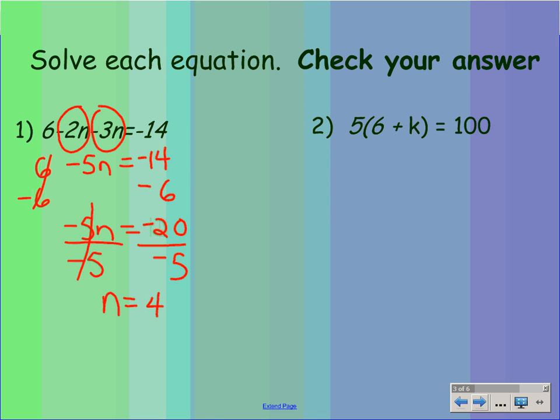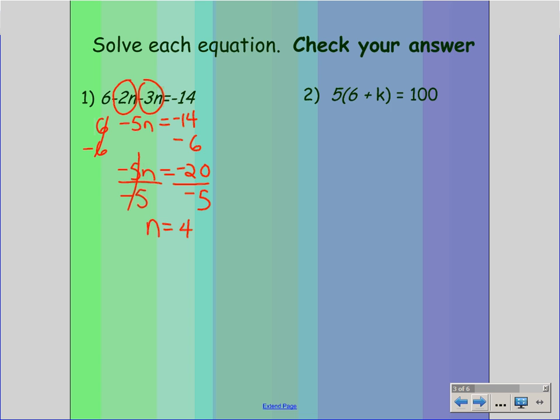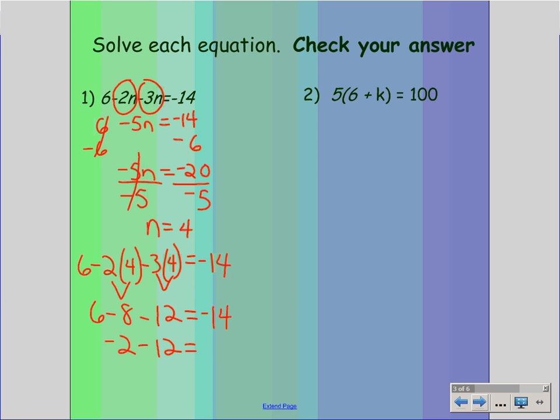Now it does tell us to check our answer, so before I circle my answer and call it a day, I'm going to substitute in the 4 and make sure that we did this correctly. Remembering our order of operations tells me that it's more important to multiply than to subtract. So that means 6 minus 8 minus 3 times 4, or 12, which is equal to negative 14. We end up with negative 2 minus 12, negative 14, and we did a good job. So I am going to go back up here and circle my final answer, put a box or a cloud or a heart or whatever you want, just to finalize your answer.